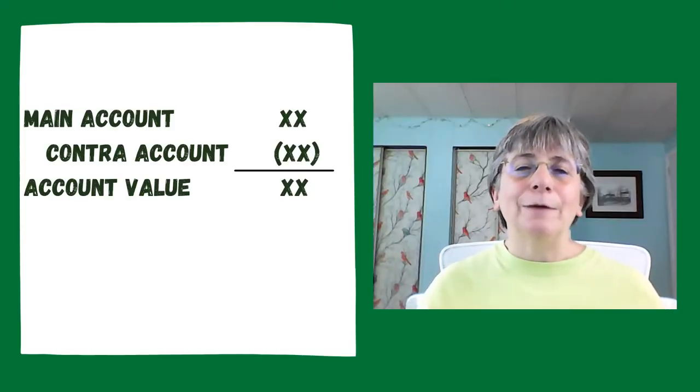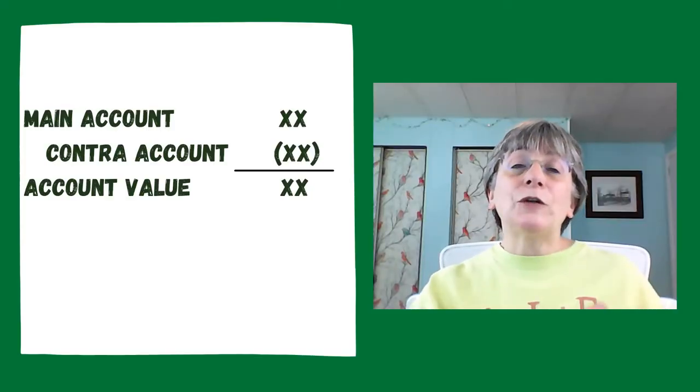So the purpose of doing a contra account rather than going directly to the main account is we want to preserve the historical information that's in the main account, but we also want to represent the true value of the account by showing that the main account is not necessarily worth what we say that it is on our balance sheet. Let's look at a couple of examples.